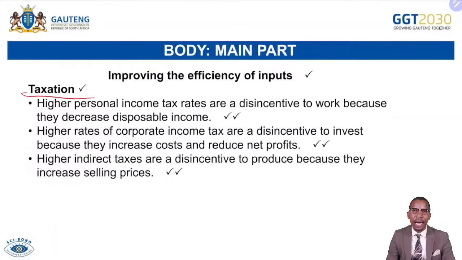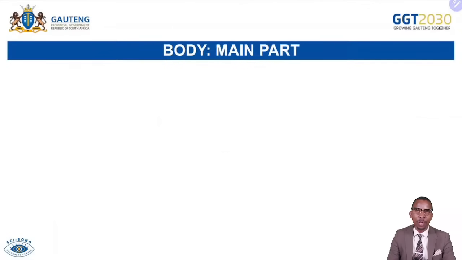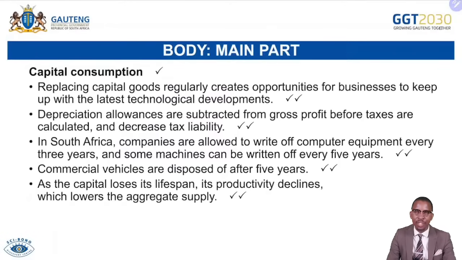Taxation. High taxes are a disincentive in the economy. So high personal income tax rates are a disincentive to work because they decrease disposable income. High rates of corporate tax are a disincentive to invest because they decrease profits enjoyed by businesses. High indirect taxes such as VAT are a disincentive to produce because they increase selling prices. So here the plea is very simple. We plead that government should lower these taxes so that there will be more productivity.